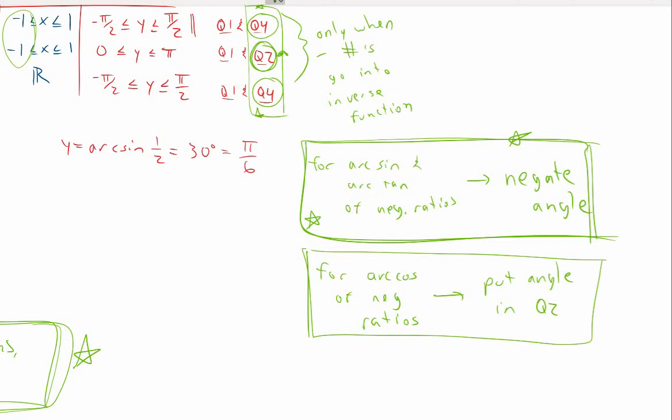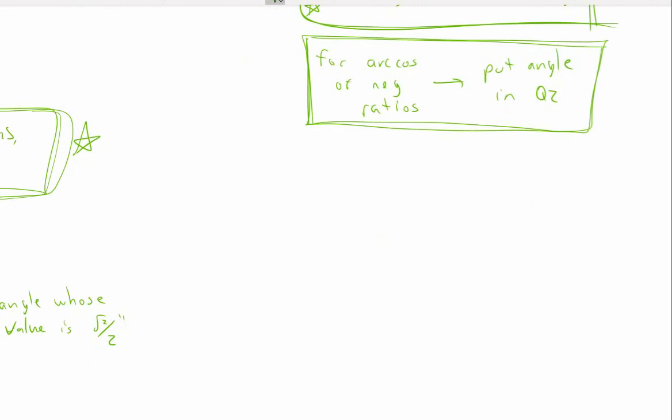So for arc sine and arc tangent, if we take arc sine and arc tangent of a negative ratio, all we have to do is make the angle negative. For arc cosine of a negative ratio, we're going to take our regular angle and move it into the 2nd quadrant. Let's look at a couple.